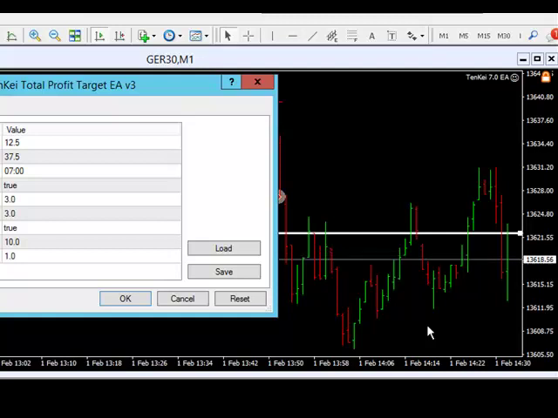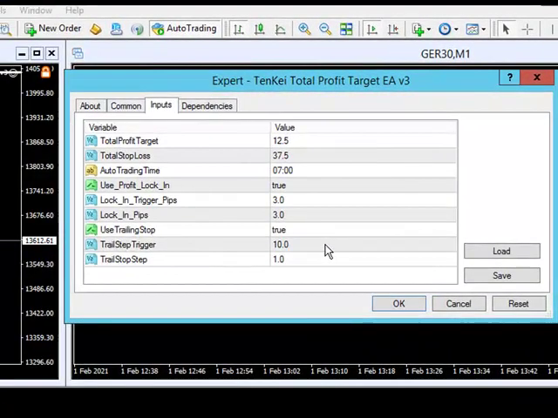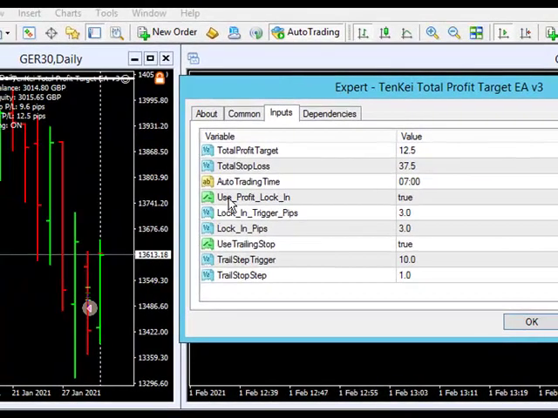We are now discussing how to use the TenKei Total Profit Target Part 5 revised. If you've already watched Part 1 revised to Part 4 revised, you'll know what we're talking about. We're talking about our trading profits, locking in profits. We already discussed what the use profit lock-in is in Part 4, so to know what that is all about, look at Part 4.